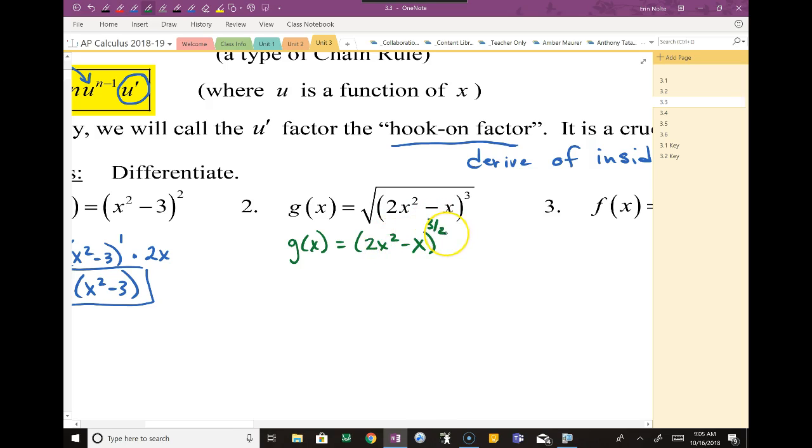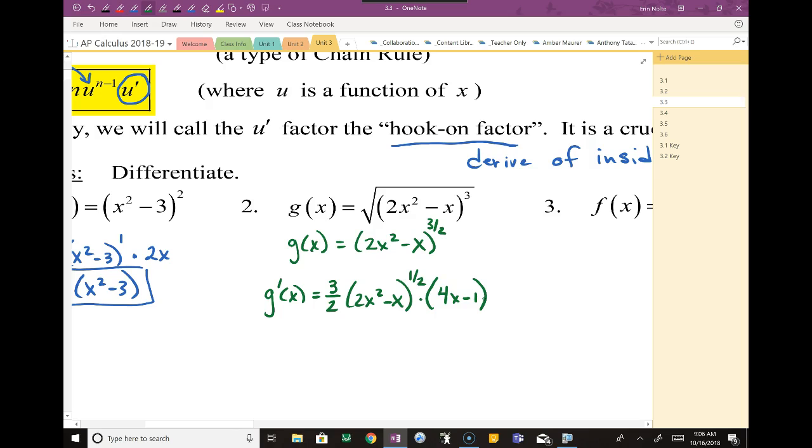Okay, and now I'm going to do my chain rule. I'm going to derive the outside. So what's going to go out in front? Three halves, good. So 3/2, I don't touch the inside. Good, to the 1/2. And now I have to multiply by my hook-on factor. So what is the derivative of the inside? 4x minus 1.